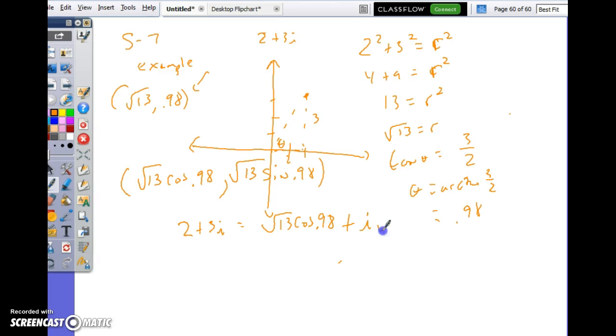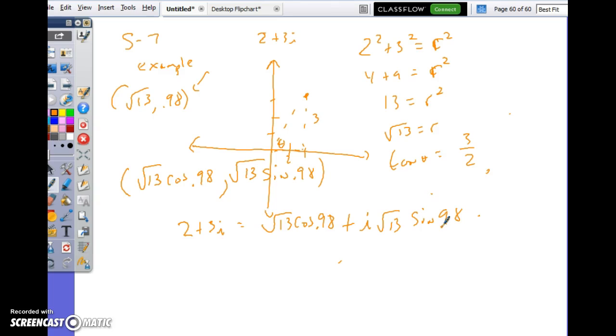Erasing this part in front of me, root 13, sine of 0.98. Right? Because that's just 2, and that's just 3, agreed? So it's the same thing as 2 plus 3i. But I don't even know where the i can go. Oh, I'm going to put the i on this. Remember this component here? The 3 part is the i part, so I just put an i on the second part.